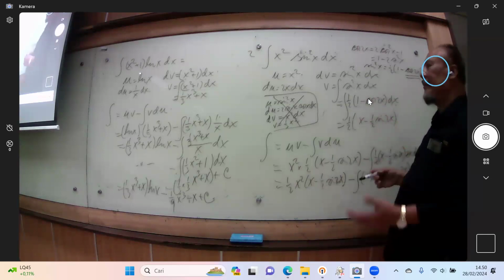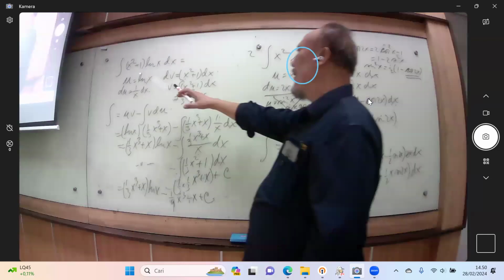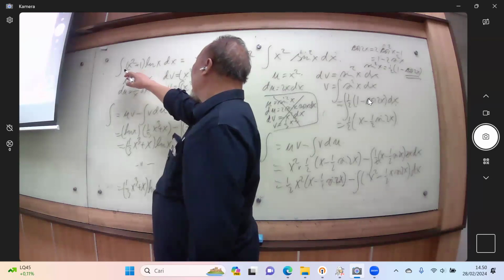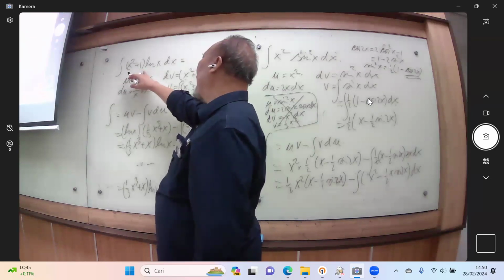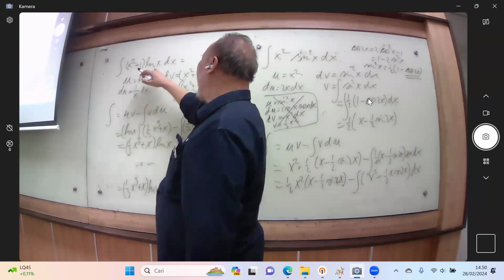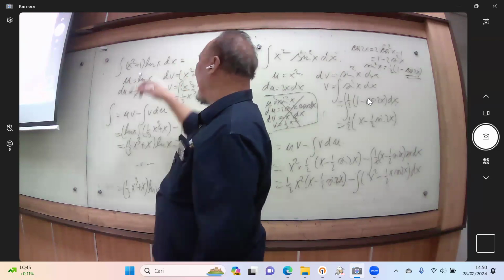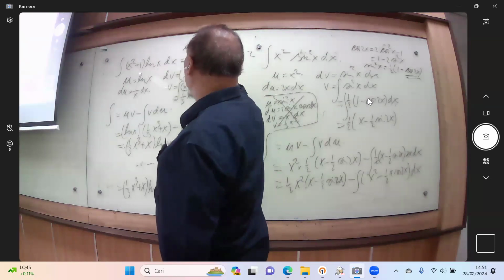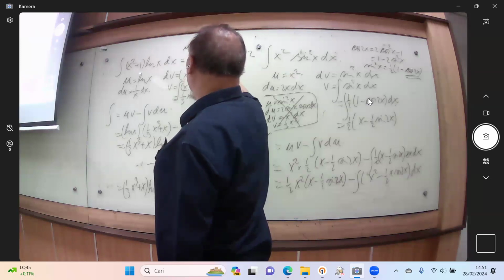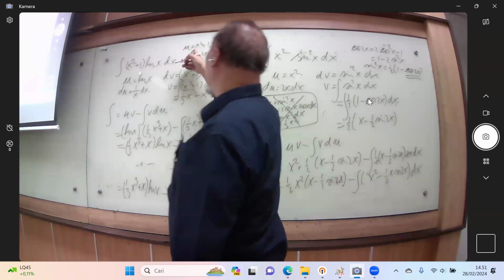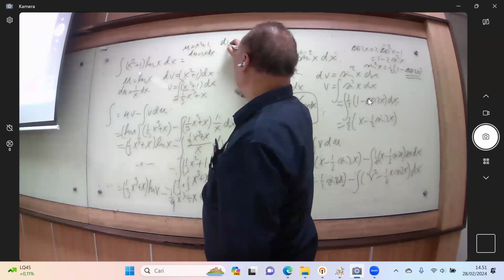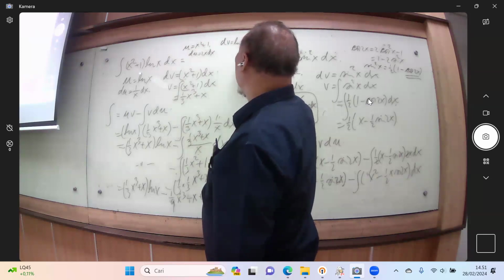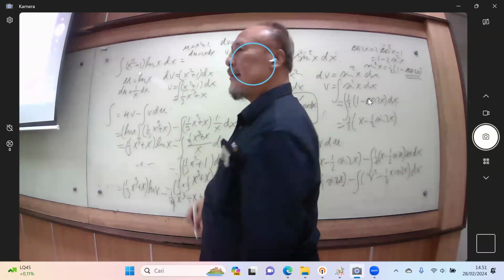So basically, sometimes, for example this one, if we take u as x squared plus 1, du is lower, but we need to integrate ln x. Let's say we take u as x squared plus 1, then du is 2x dx. However, if we take u equals x squared plus 1, dv is ln x dx. So we need to have the integral of ln x dx.